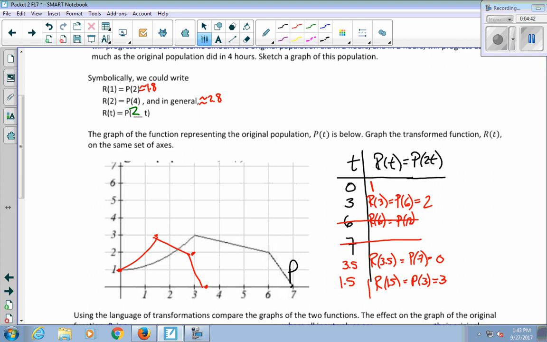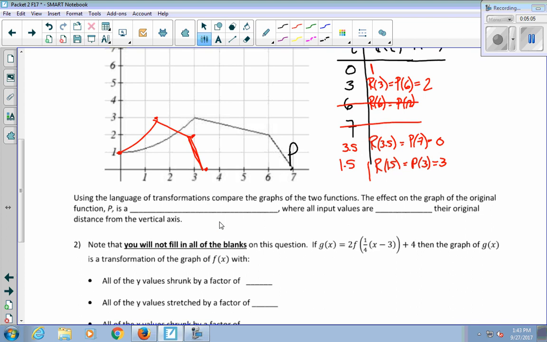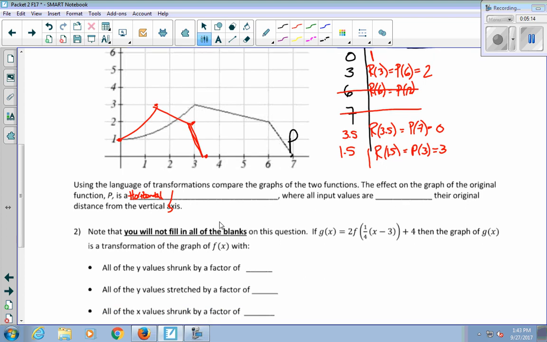It looks like my original graph of P, except there's a horizontal shrink by a factor of 2, right? It's half the size it used to be because it grows twice as fast, which means that over time, the population graph shrinks horizontally. So using the language of transformations, we would say the effect on the graph of the original function P is a horizontal shrink where all input values are half their original distance from the vertical axis.